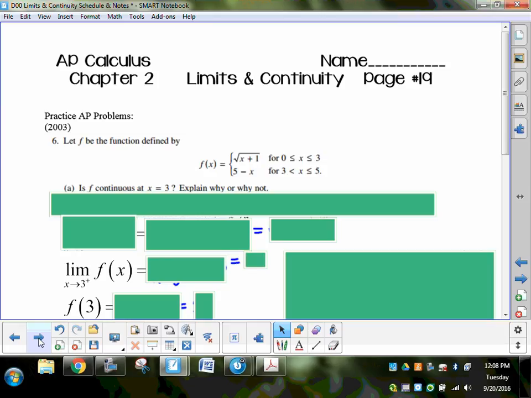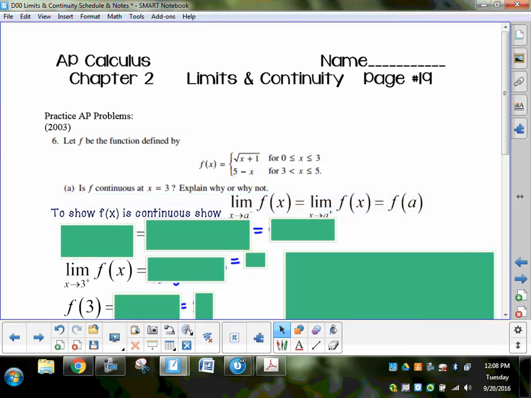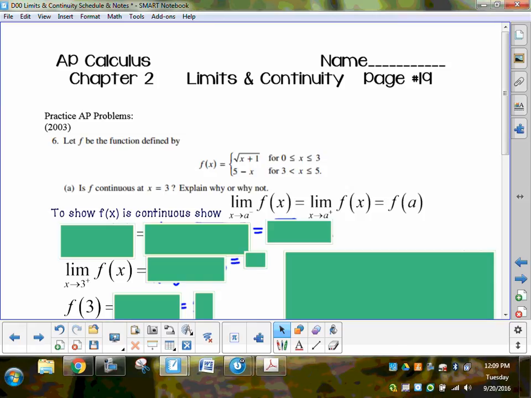So, Sam, in order to show the fact that it's continuous, what do I need to remember? What do you know about those three things? To show that it's continuous, we need to show the limit from the left equals the limit from the right equals the function value. So, let's bang some of these out. Which one do we want to go through and do first? Leah, do you want to do the limit from the left at 3, the limit from the right at 3, or the function value at 3?